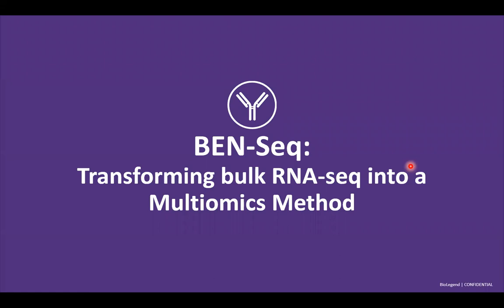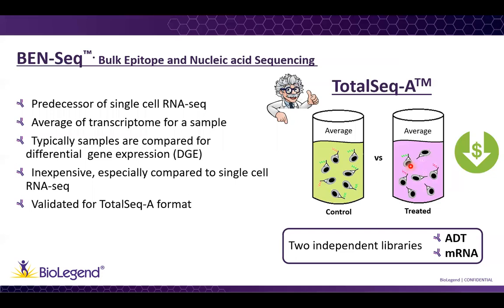And the last thing I want to talk about is BenSeq. This acronym comes from bulk epitope and nucleic acid sequencing. And the main difference with single cell seq is that in BenSeq, the RNA analysis is done in bulk, or in other words, on the whole sample and not on individual cells. BenSeq is actually a predecessor of single cell RNA-seq. It provides an average transcriptome for a sample. This is a great approach when you are looking for differential gene expression, usually comparing experimental groups that are clearly different, such as control and treated, or control and disease.